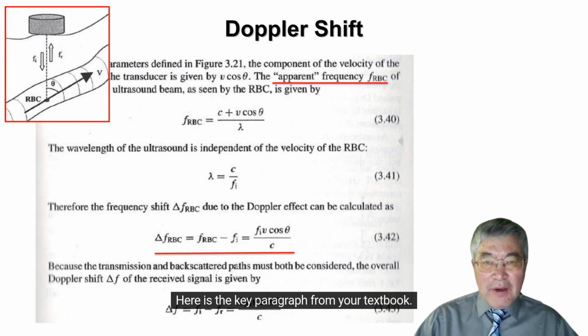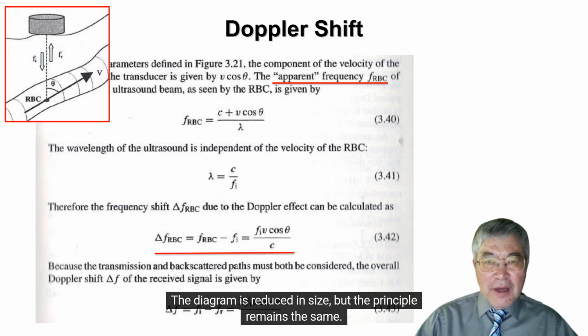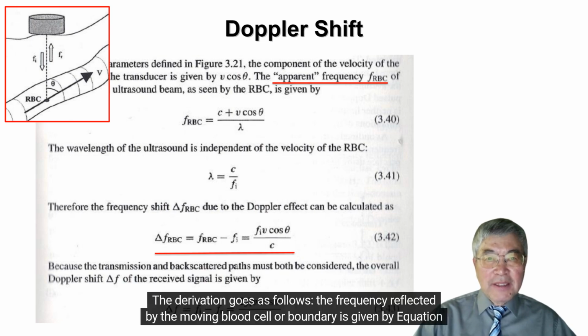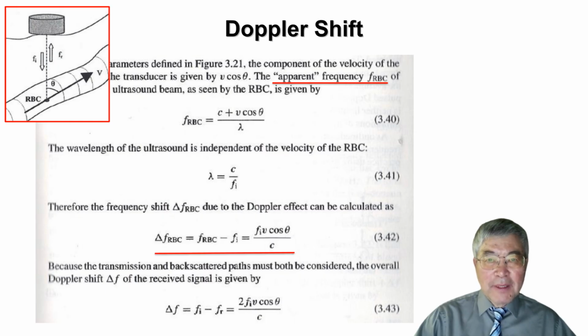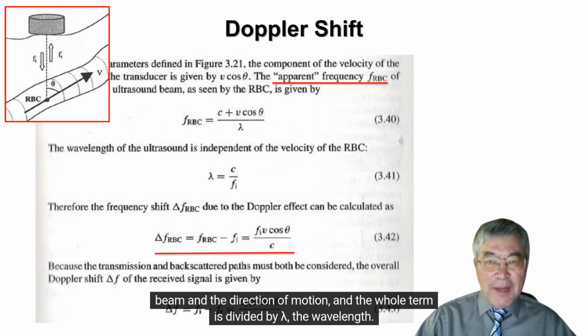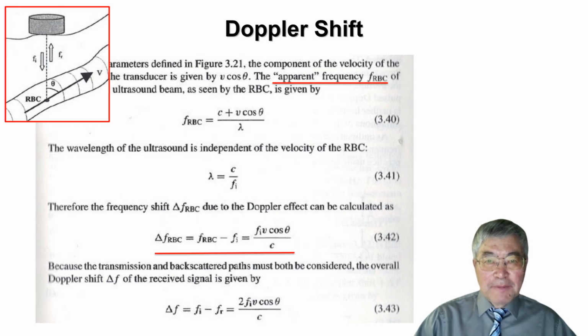Here is the key paragraph from your textbook. The diagram is reduced in size, but the principle remains the same. You have motion, an incident frequency, and a reflected frequency. The derivation goes as follows. The frequency reflected by the moving blood cell or boundary is given by equation 340. Here, c is the speed of sound in the tissue, v is the blood flow velocity, θ is the angle between the beam and the direction of motion, and the whole term is divided by L, the wavelength.